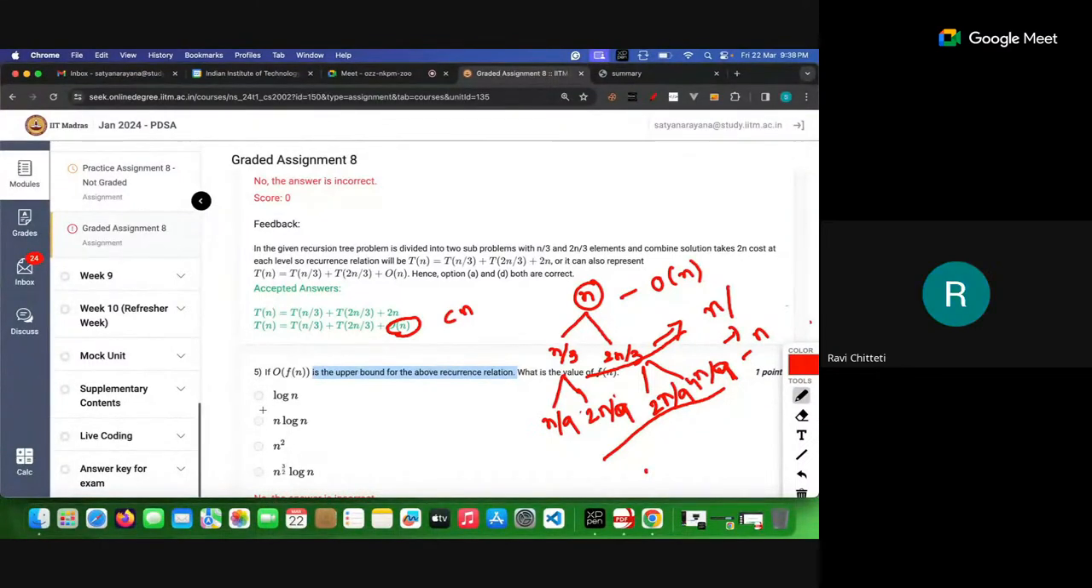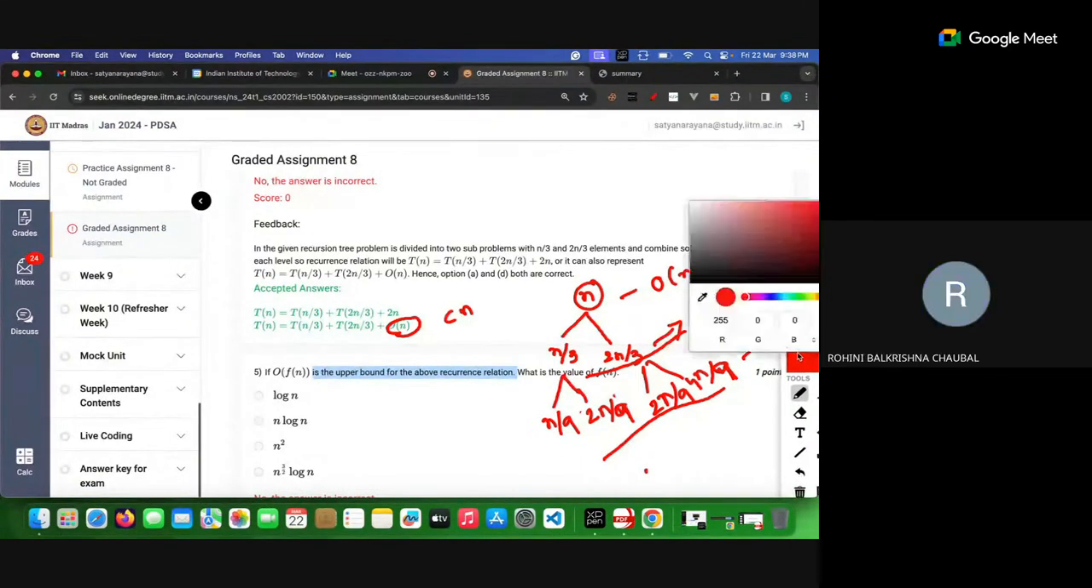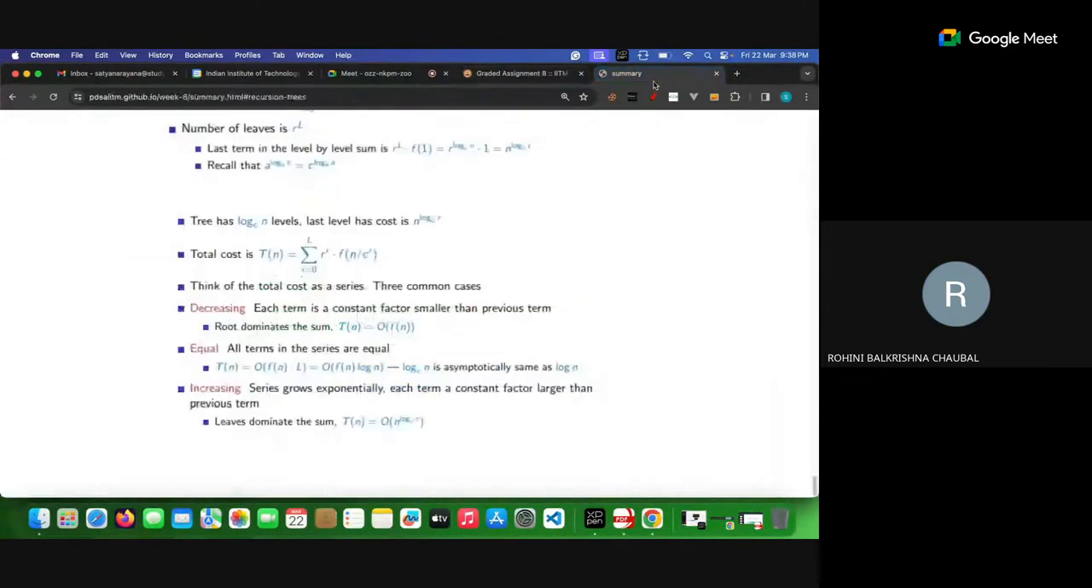Clear? No, sir. According to the answer, it is n log n. I think, I don't know. That's why it is log n, because asymptotically it is equal to that, since c can be ignored as a constant factor, so log n is the same.